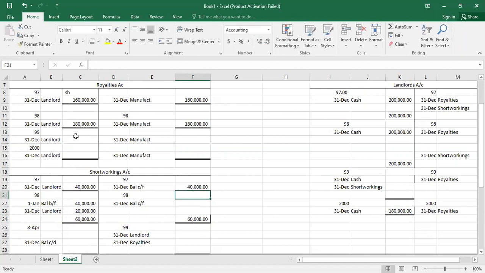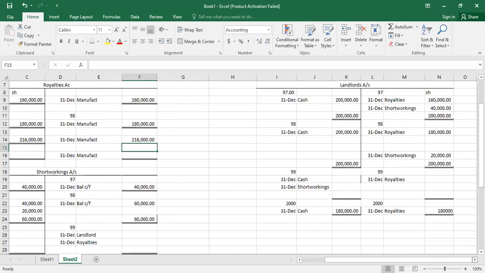We go now to the year 1999. The balance brought forward of the current shortcomings. I have placed the balance carried forward, which is 60,000. So we go to the year 99, 216,000. We can as well close the book at 216,000.